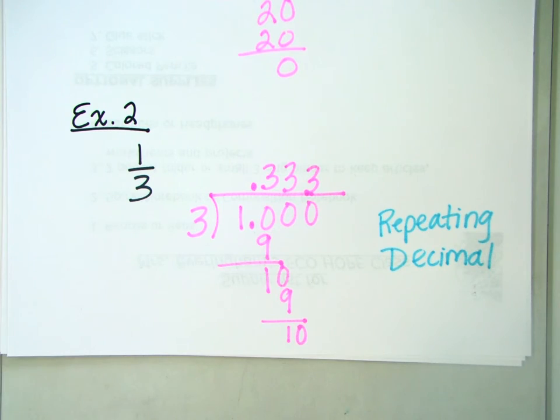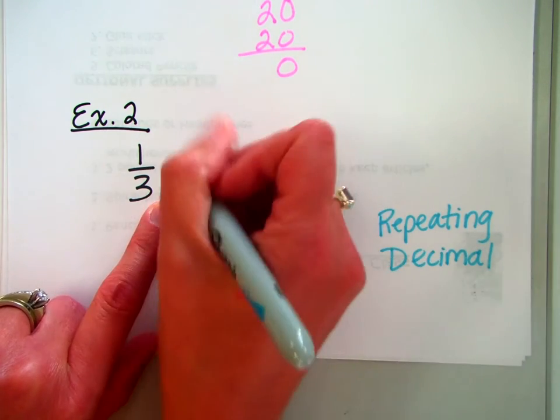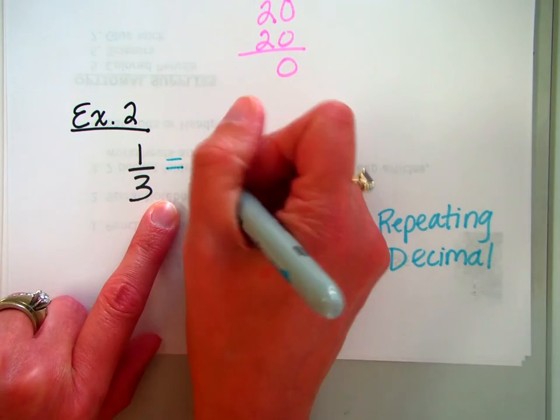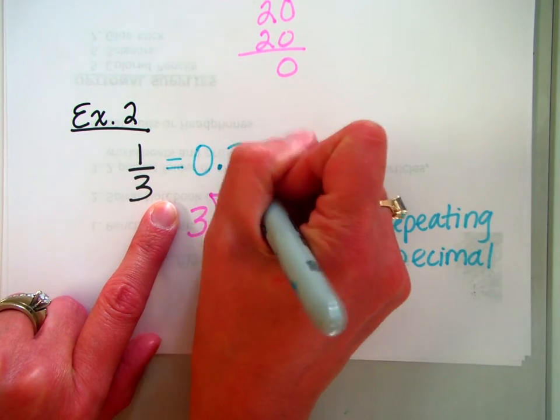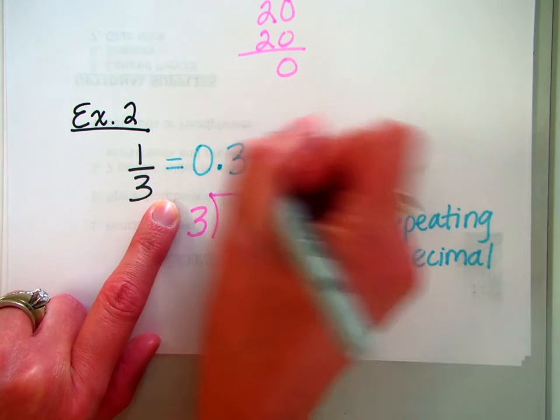When you notice the pattern going on, I could also just write this, 0.3 repeating. You could do the dot, dot, dot, or we could also put the repeating bar above it.